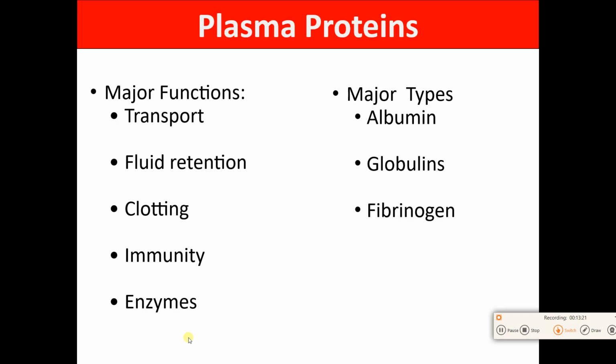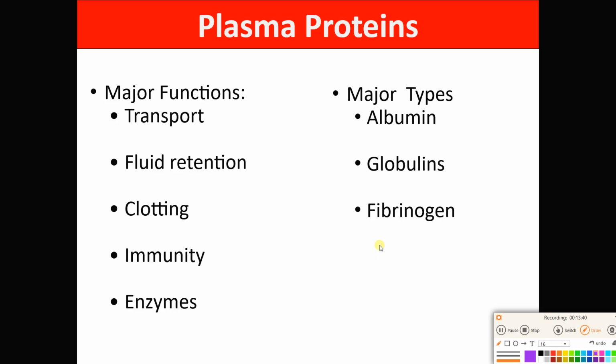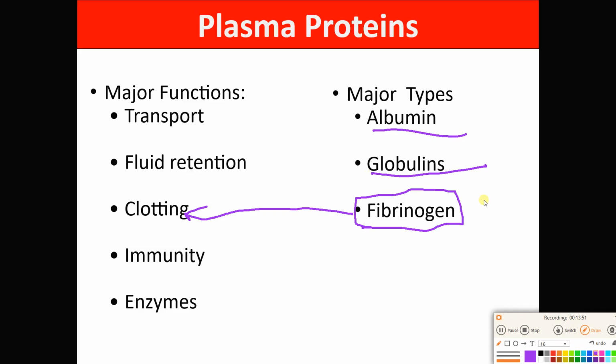Now, there are a lot of different plasma proteins. We are going to hit 3 major types, including albumin, a group known as the globulins, and then one known as fibrinogen. Now, fibrinogen is a clotting protein. We're going to save this guy for later. We're going to talk about globulins and albumin right now.